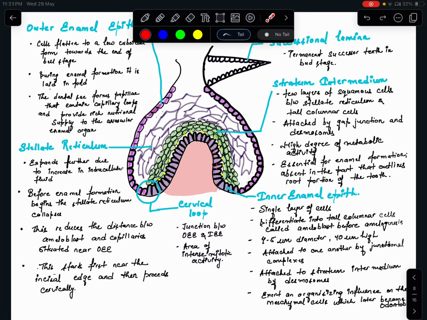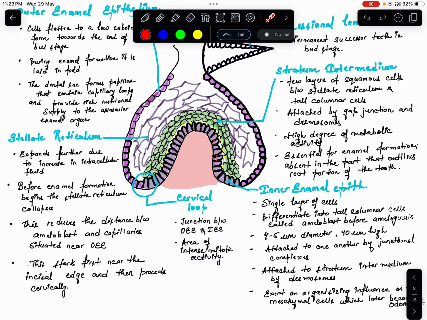Okay, so this is where the Hertwig's root epithelial sheet will be formed. We'll see that later on. Now, stellate reticulum undergoes some major changes. What happens is that it expands further, due to more water entering the stellate reticulum. But then it collapses as well.